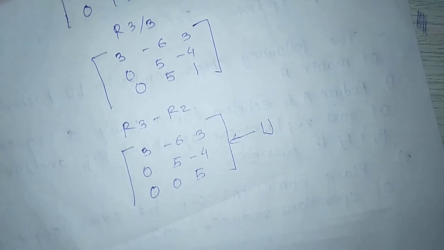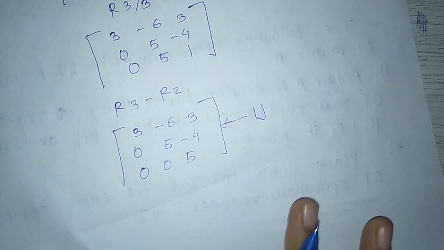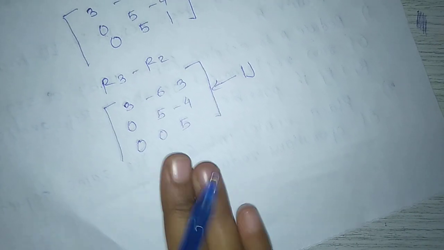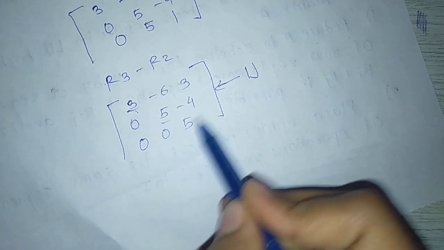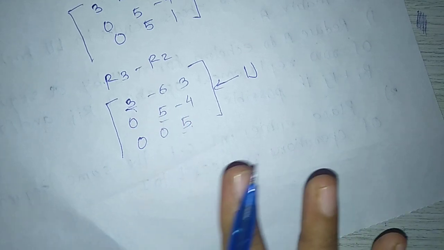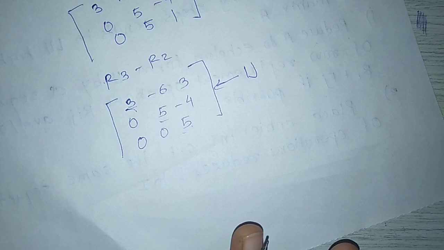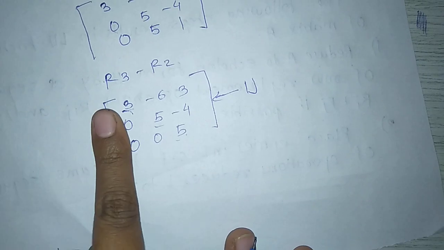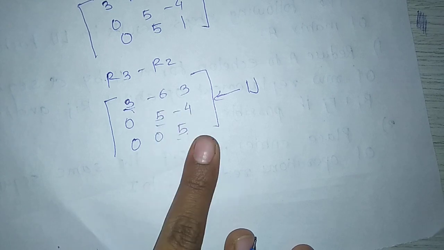And this is nothing but your capital U, upper triangular. Now to find the lower triangular matrix, from this reduction we get 3 pivot columns. First, 2, 3, these are the pivot entries, and the corresponding columns of those pivot entries are the pivot columns, meaning first pivot column, second pivot column, third pivot column.